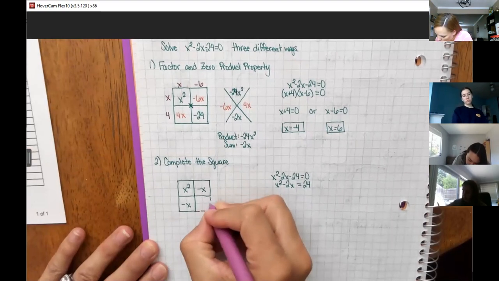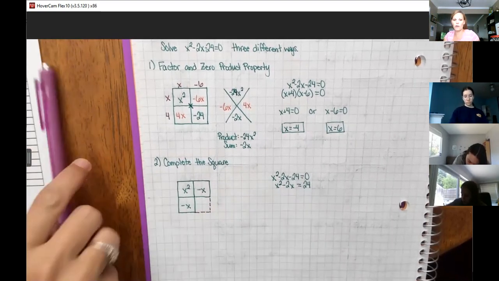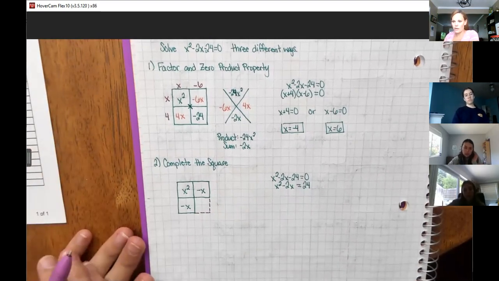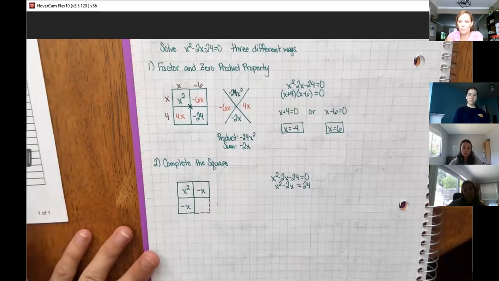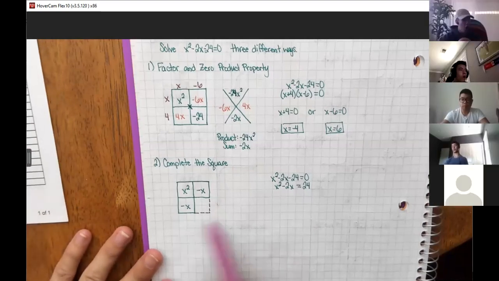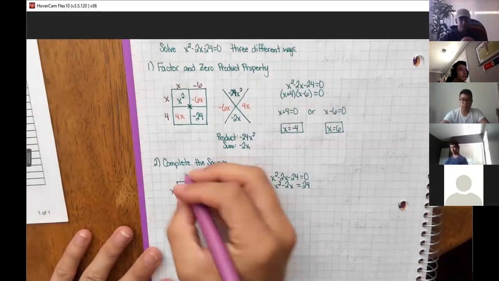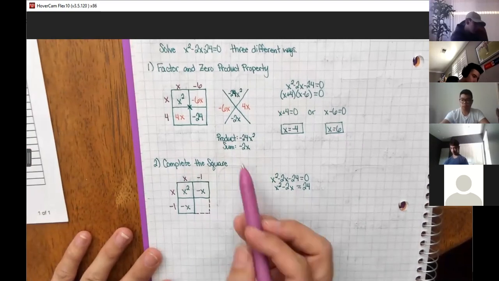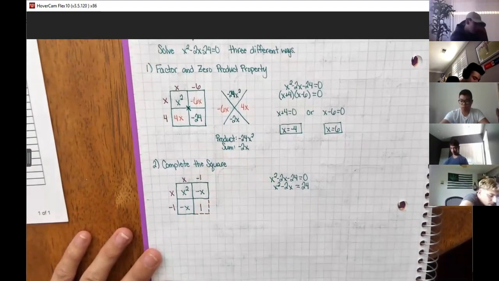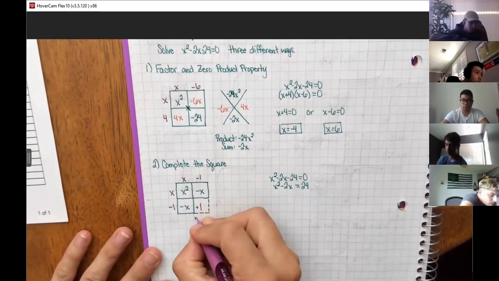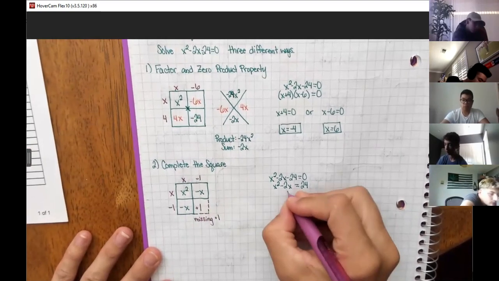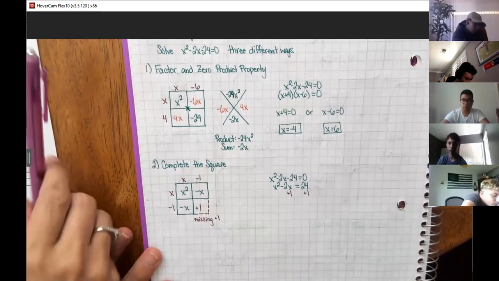So I have to figure out what I'm missing in this box to make a square. I see some people writing still, I'll give you a little more time. So if I get the outside of my box here, again, to be a square, it has to be the same on both sides. So we're missing a 1, a positive 1. Which means we now need to add 1 to both sides of our equation.